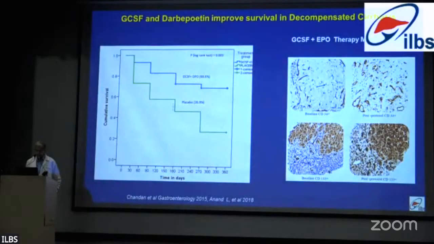In Chandan's work, we showed that GCSF plus darbepoetin compared to placebo, given for a 2-week period, had a better overall survival, and we had more mobilization of bone marrow stem cells. This is pre and this is post, CD34 and CD133. The density increased.